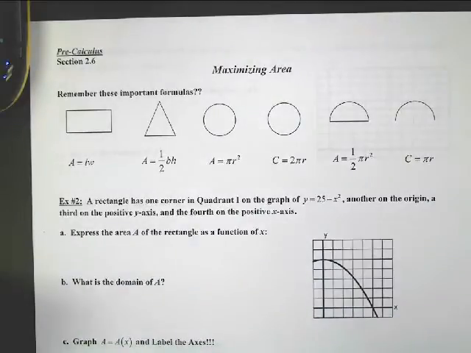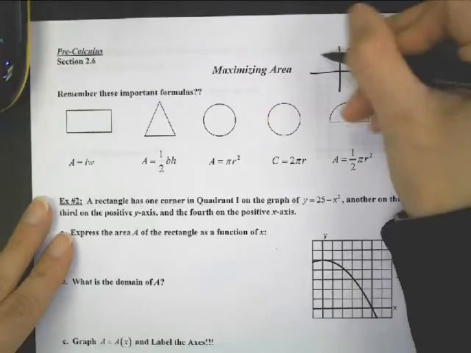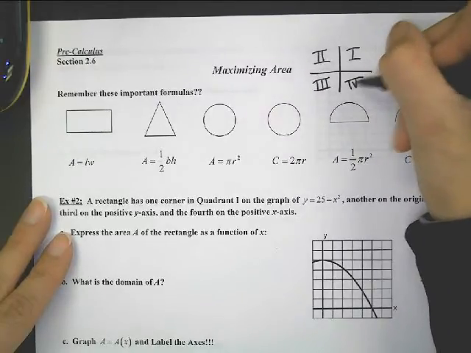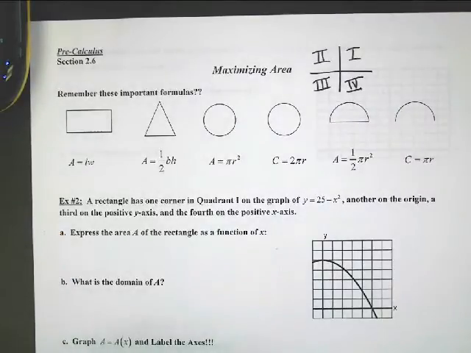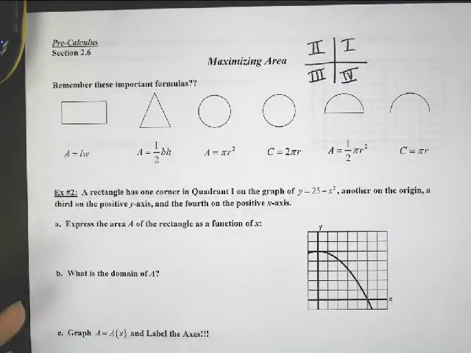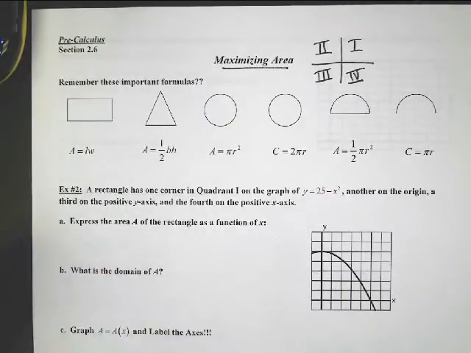We also have to make sure that we are very familiar with the quadrants. They go 1, 2, 3, and 4. Okay, those are the 4 quadrants right there. So what we're going to do is take a look at an equation on a piece of graph paper, and then we're going to be putting shapes in there. And then we're going to be maximizing the area so they have the most area as possible.